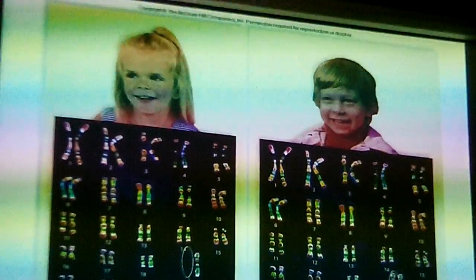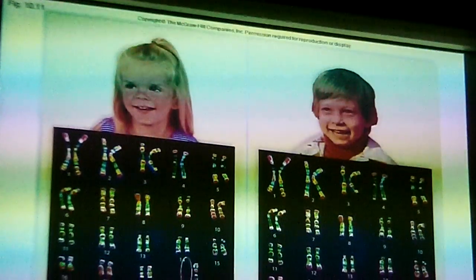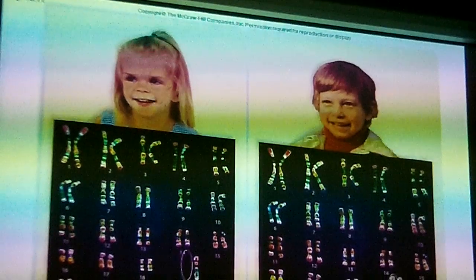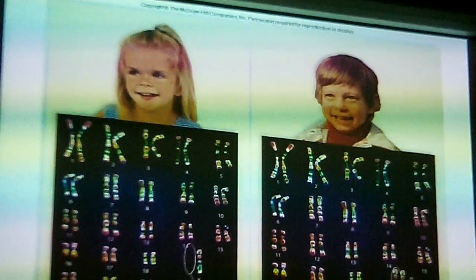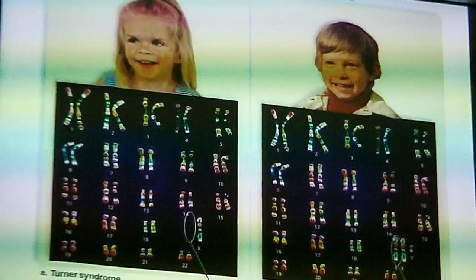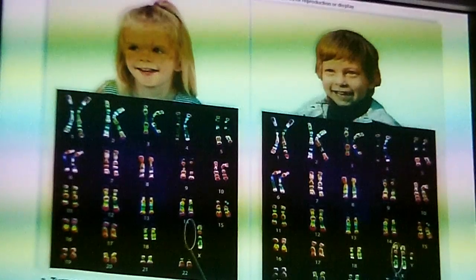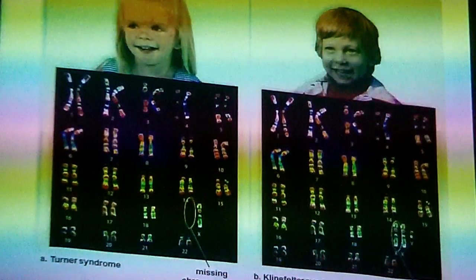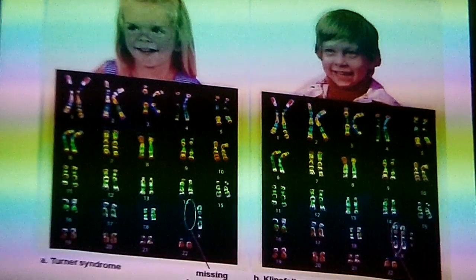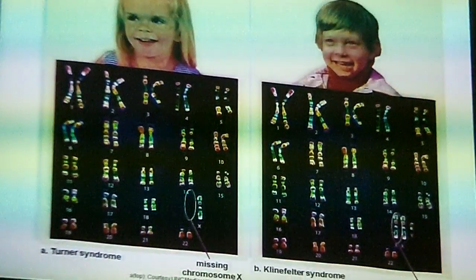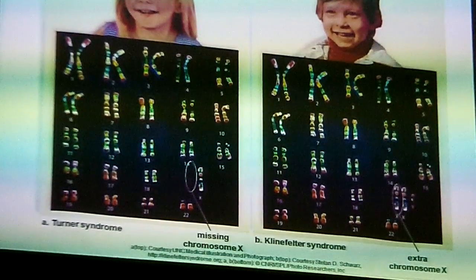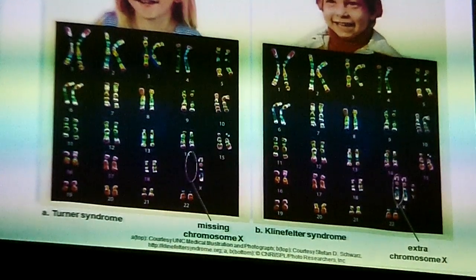Let's take a look. A short, broad chest and widely spaced nipples. Turner females are short, broad chest, widely spaced nipples. These individuals have a low posterior hairline and neck webbing. The ovaries, oviducts, and uterus are very small and underdeveloped. Turner females do not undergo puberty or menstruate, and their breasts do not develop. However, some have given birth following in vitro fertilization using donor eggs. They usually are of normal intelligence and can lead fairly normal lives if they receive hormone supplements.